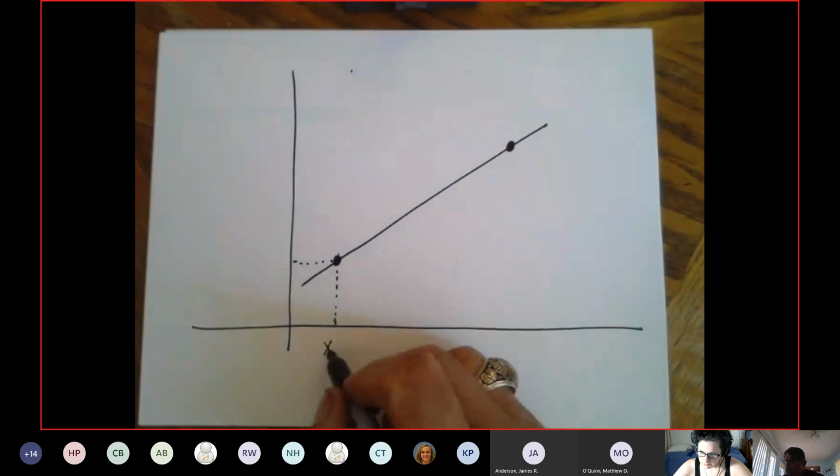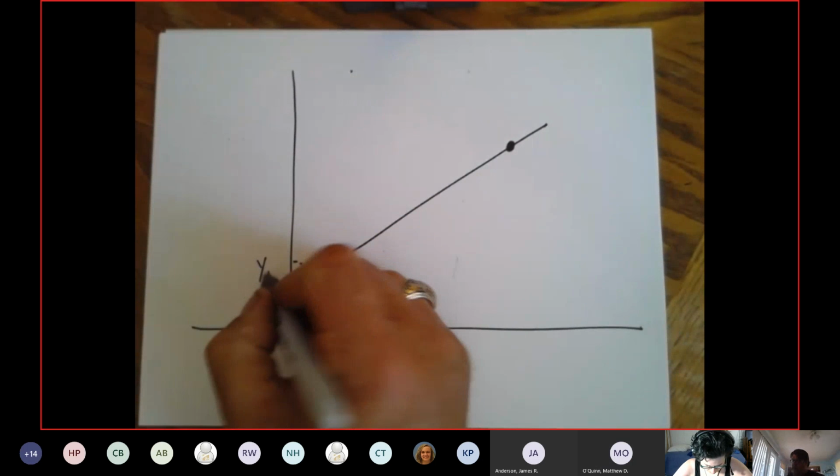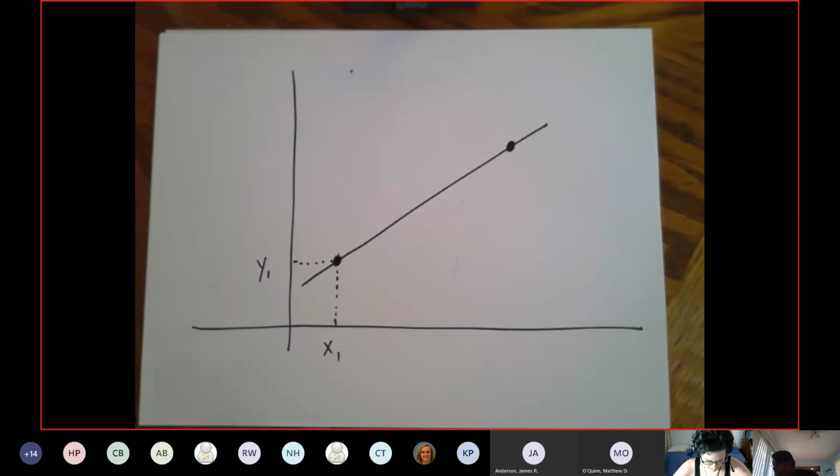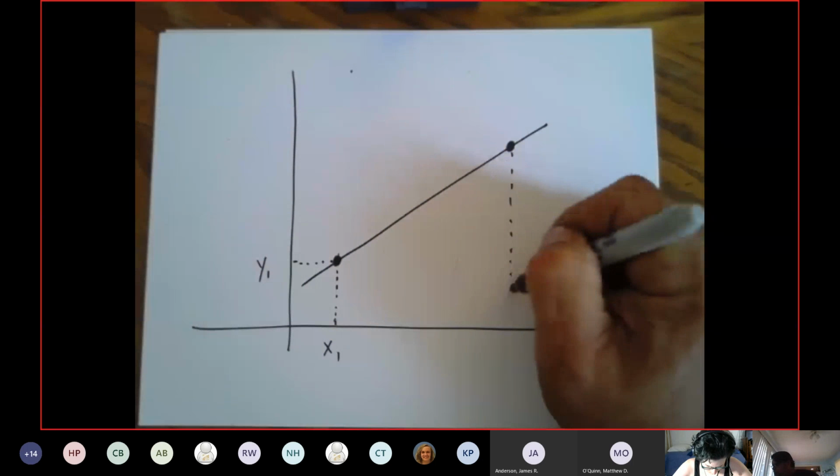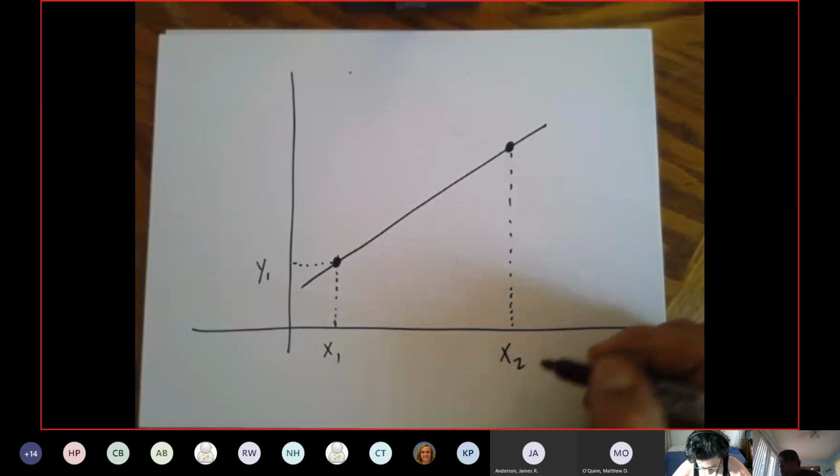That's x sub 1. This is y sub 1. This is x sub 2.